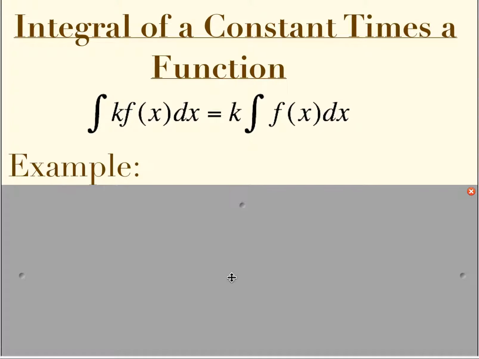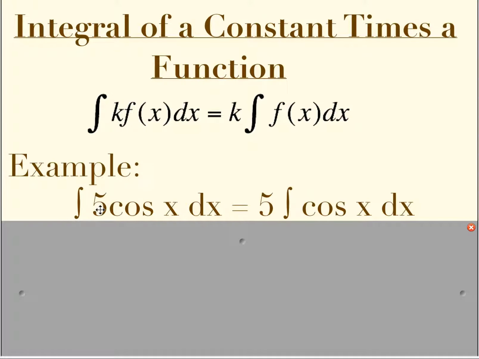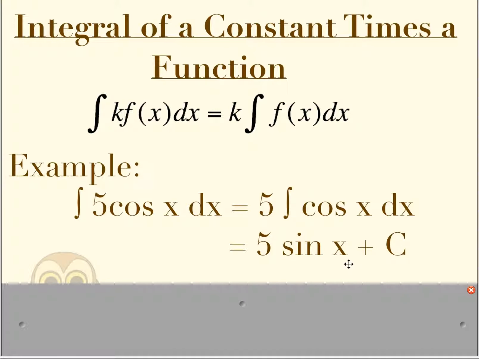So for example, I have the integral of 5 cosine of x dx. Since 5 is just a constant, it's not part of the derivative because there's not a 5x here. I can move that 5 out in front, find the antiderivative of cosine of x, and then multiply that antiderivative with 5, and then just don't forget to put plus c at the end. So we get 5 sine of x plus c.